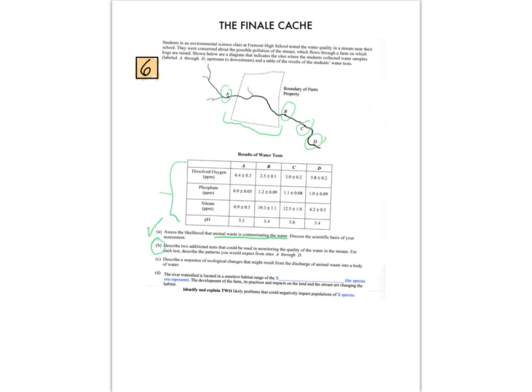They ask also to describe two additional tests that you could use to see how the water quality is doing. You did a bunch, even if they didn't go that well. If they were a fail, you still know some good ones to try. And then this is eutrophication. You just have to describe it.